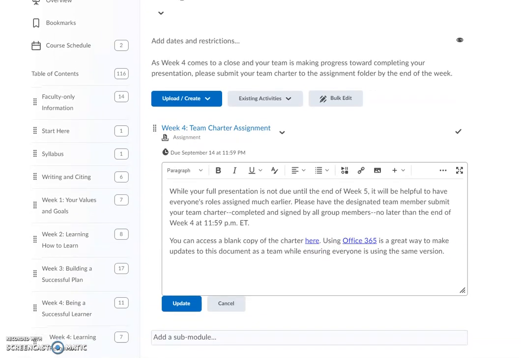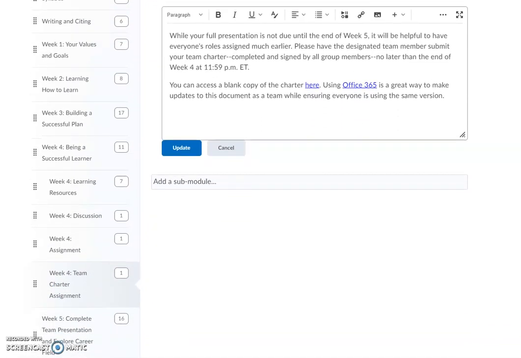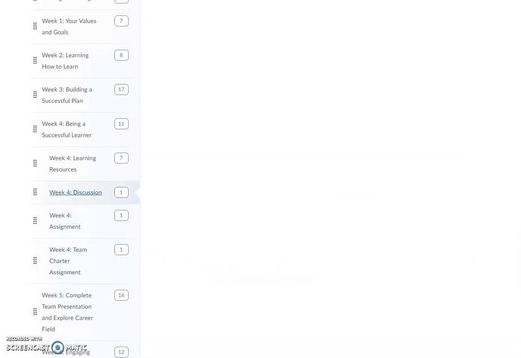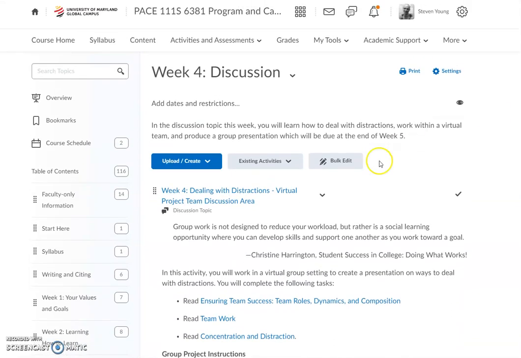Now, one of the things I want to emphasize as well for week number 4 is our discussion. So for week number 4, our discussion is a little bit different. So you see here, I have up our week number 4 discussion. You want to be using this discussion space to communicate with your fellow team members. Why? Mainly because this is how I am going to grade your week number 4 discussion. So it is important that you participate in the week number 4 discussion.